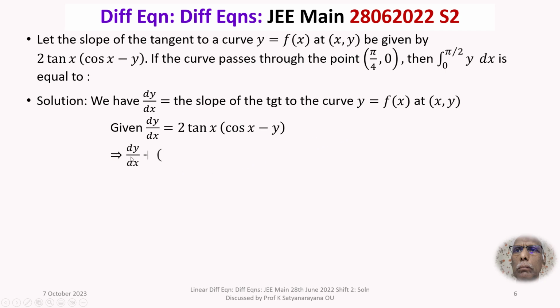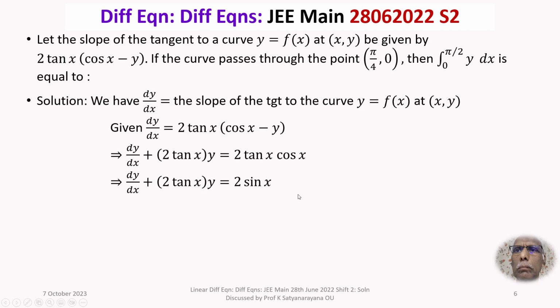This can be written as dy by dx, 2 times tan x minus y is brought onto the left hand side, and it will be plus 2 times tan x multiplied by y is equal to 2 tan x cos x. And 2 tan x cos x is 2 into sin x by cos x multiplied by cos x. This will be 2 sin x only. So dy by dx plus 2 tan x multiplied by y is equal to 2 sin x.